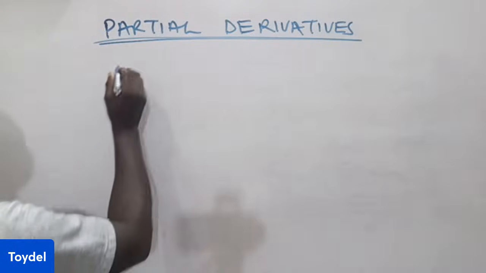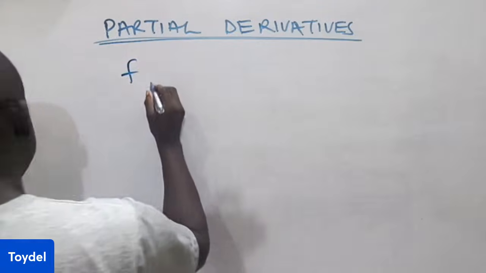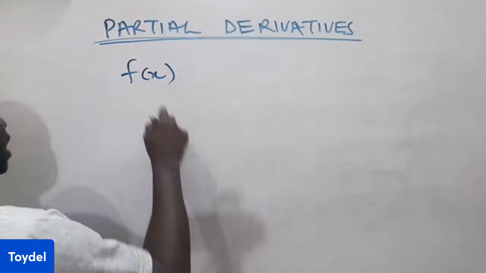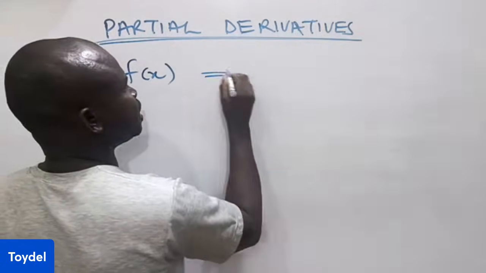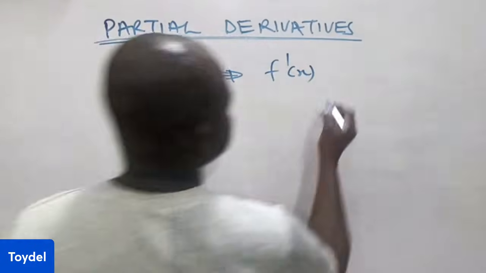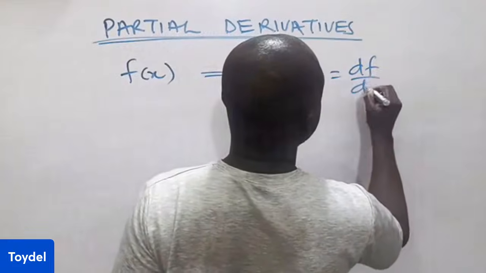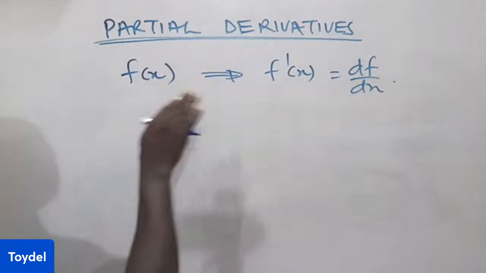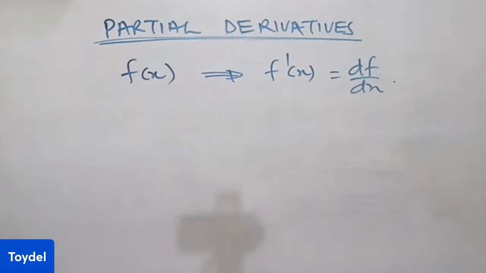When we have f of x, the derivative of this is f prime of x. That simply means df/dx. This is just the total derivative. But if we talk about the partial derivatives, they are the rates of change with respect to each variable separately. So that is what we understand by partial derivatives.